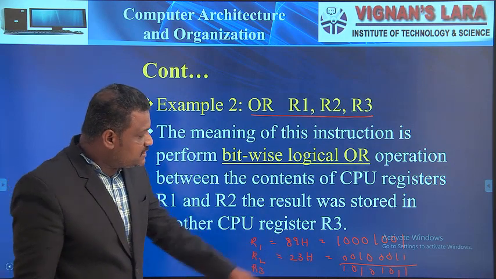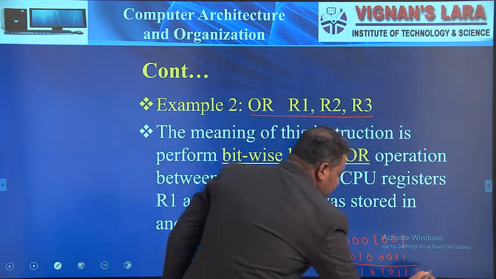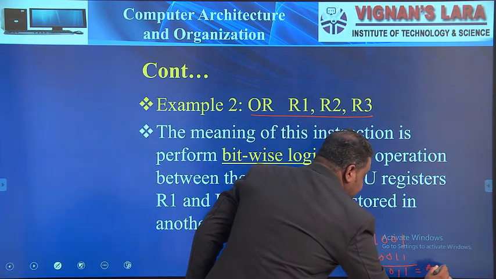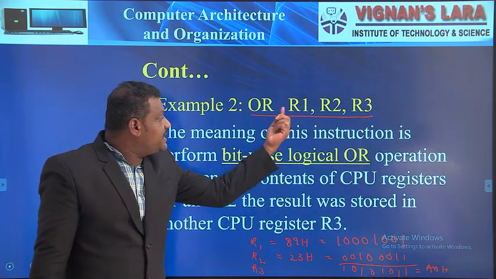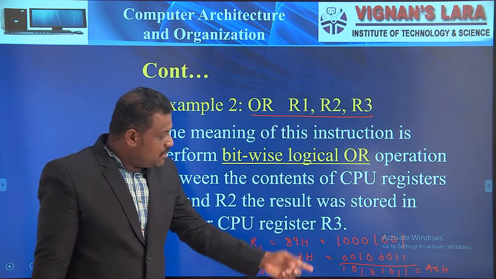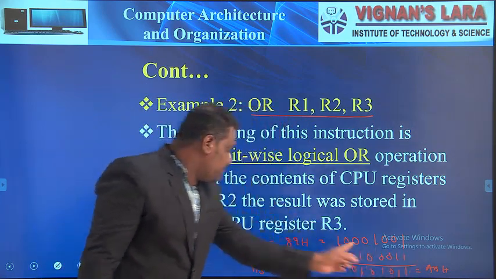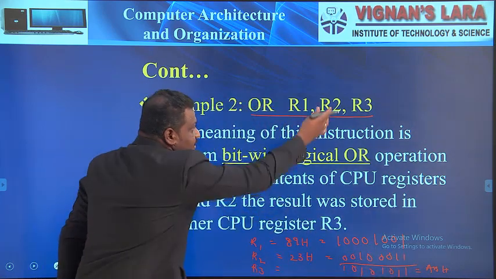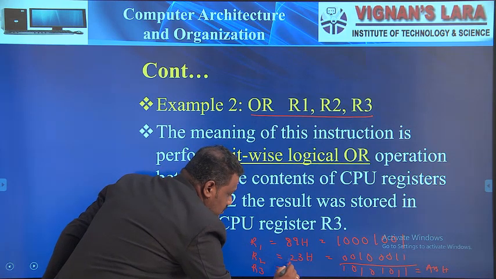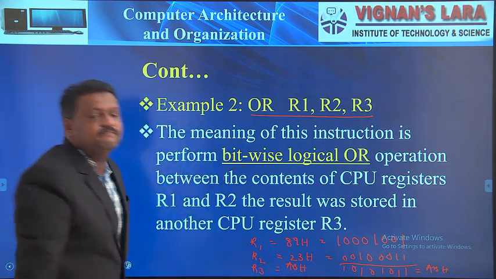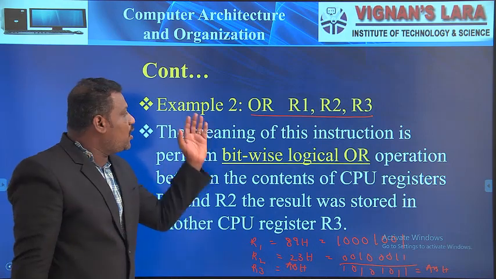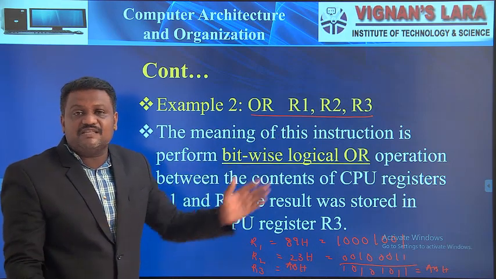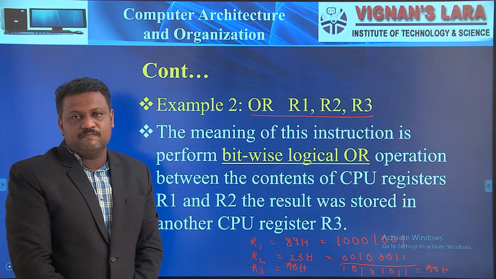What is the result here? The result is equivalent to ABH. After completion of logical OR between the content of R1 with R2, we get the result ABH. Finally, that is copied onto another CPU register R3. So R3 is ABH. This is the way the instruction OR R1, R2, R3 was executed internally.